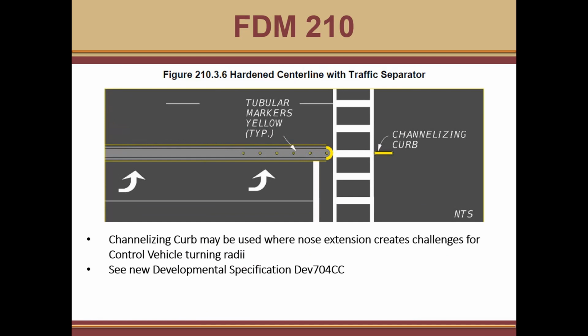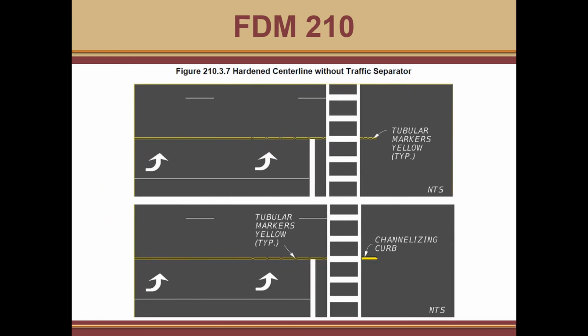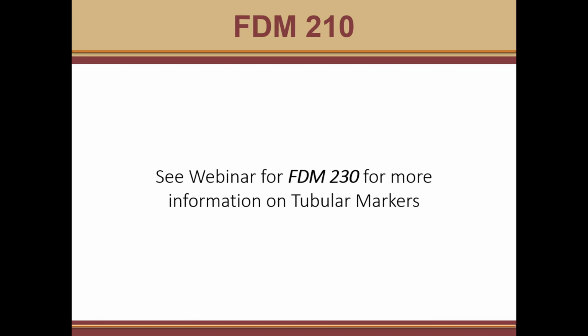The channelizing curb may be used where nose extension creates challenges for control vehicle turning radii. See new developmental specification DEV 704CC for the use of channelizing curb. Here's some examples of hardened center lines where there is no traffic separator or median. See the webinar for FDM 230 for more information on tubular markers.